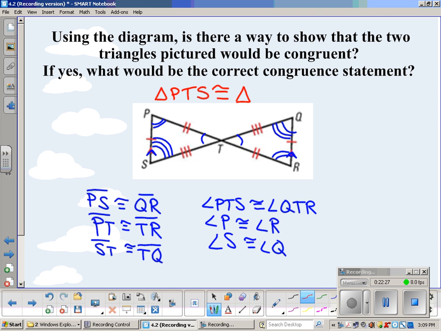Well, since I started with P, which has the 2 arc marks on it, I'm going to find the same one on the right, which is R. Then I went to T in the one on the left. Now T is the same one in the one on the right, so T should be next, which leaves our final vertex, Q. So the correct congruent statement is triangle PTS is congruent to triangle RTQ.